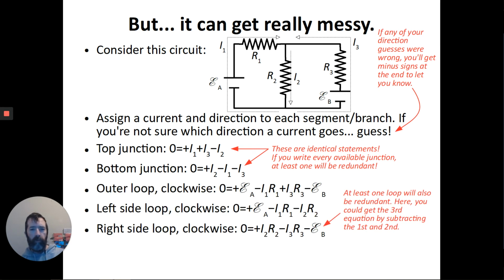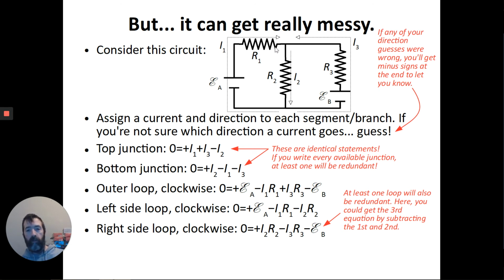And then for the loops, I have 3 loops that I can choose from. There's the outer, the left side, and the right side. I'm going to go clockwise on all 3 of them, but again, you can choose whatever direction you want. So for the outer loop, 0 equals... I'm starting in the lower left corner here. So if I go clockwise, I pass through battery A. So I wrote plus EMF A.